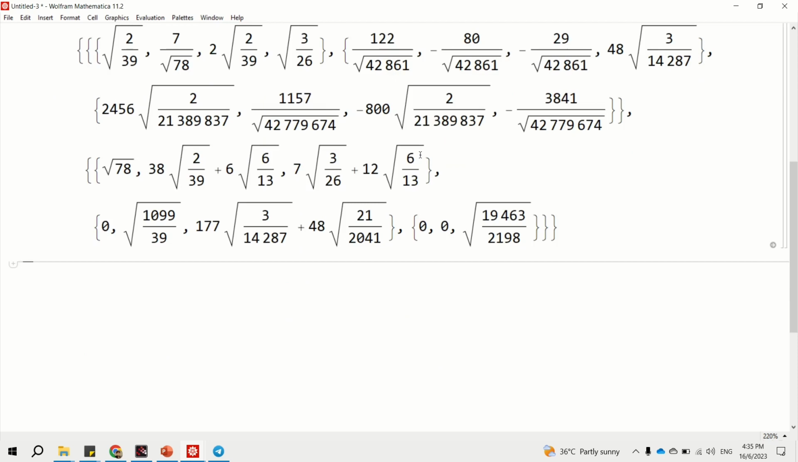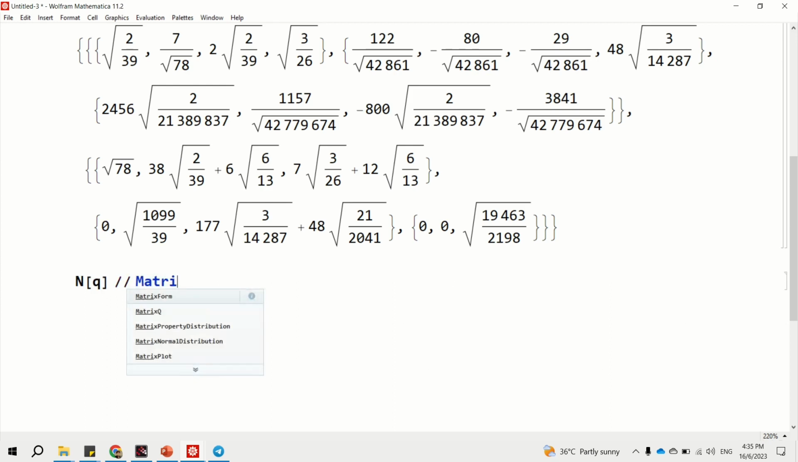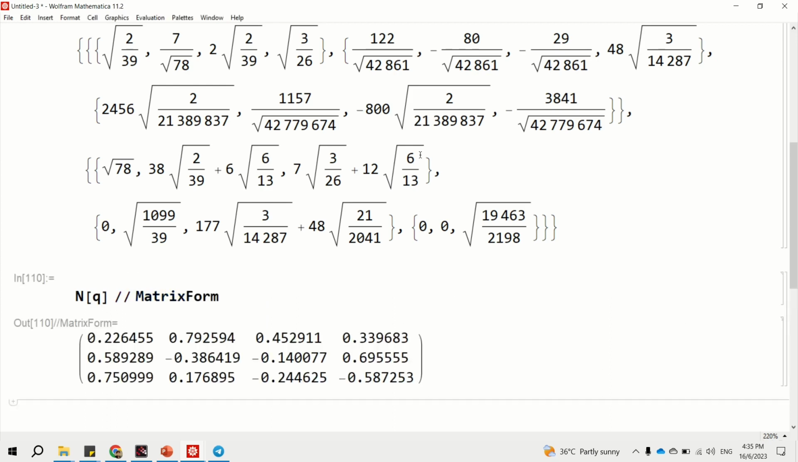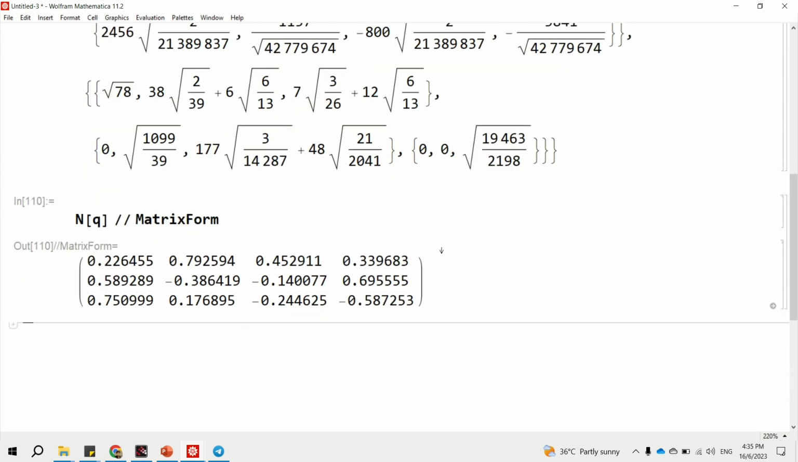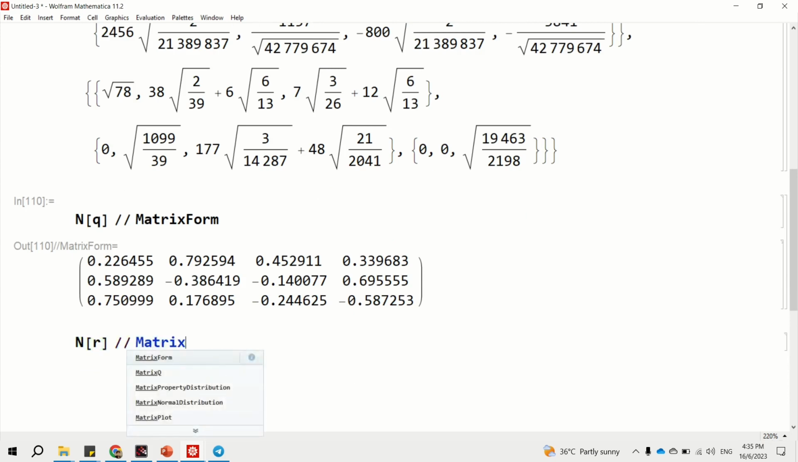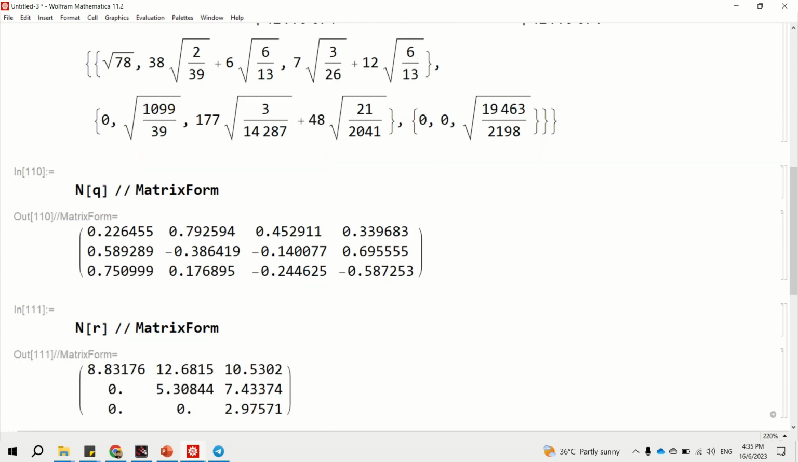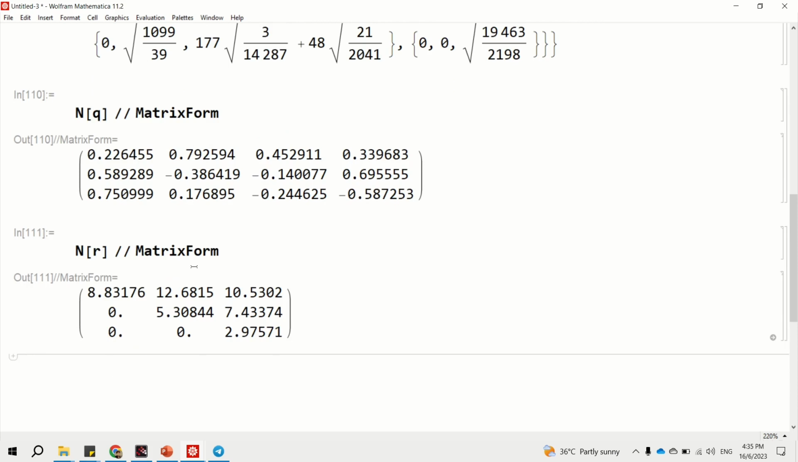Then what I need to do is count the value of Q. I want it to be in matrix form. Shift Enter. So this is the value of Q. Then I call for the value of R. I also want it to be in the form of matrix. Press Shift Enter. So this is the value of R.